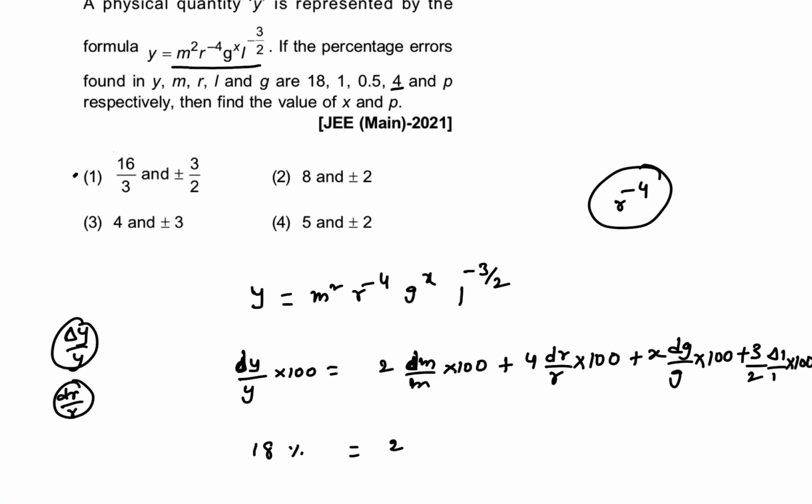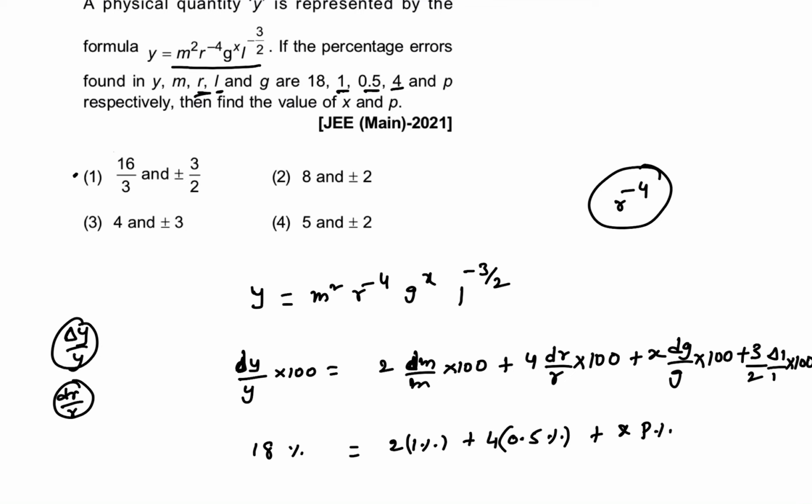I am substituting the values. Delta y by y they have given as 18 percentage. This value is 2 into dm by m, and dm by m you can see is 1 percentage. Plus 4 into r value, which is given as 0.5, you can see 0.5 percentage.